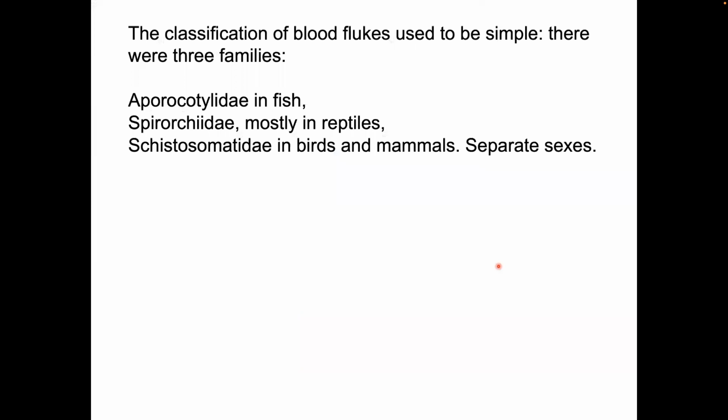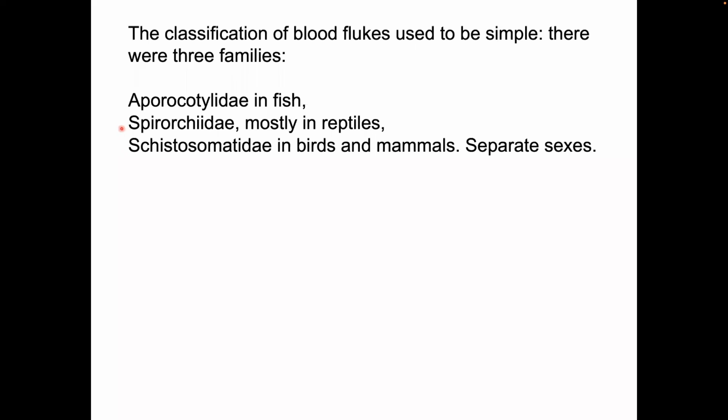Well, the classification of blood flukes used to be very simple until last year. There were three families: the Apocalids in fish, the Spirochids in reptiles, and the schistosomes in birds and mammals. And only the schistosomes have separate sexes. That was until last year.